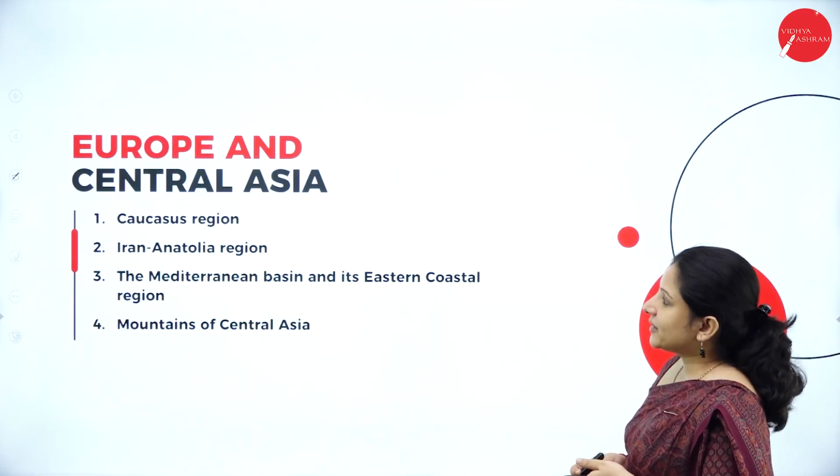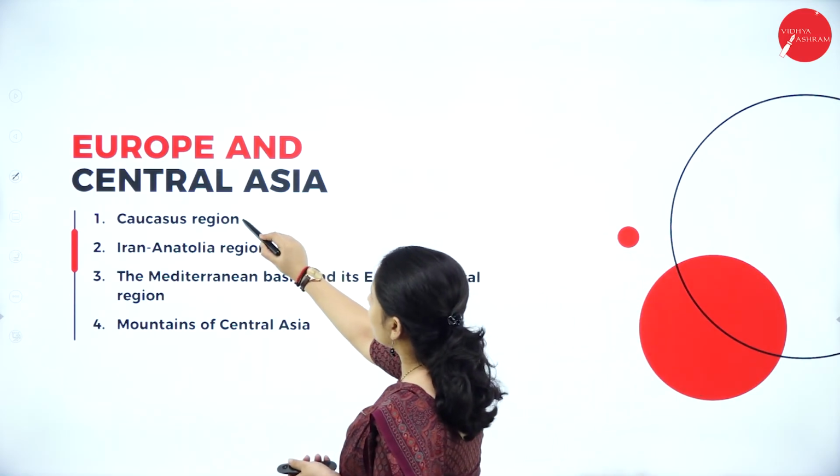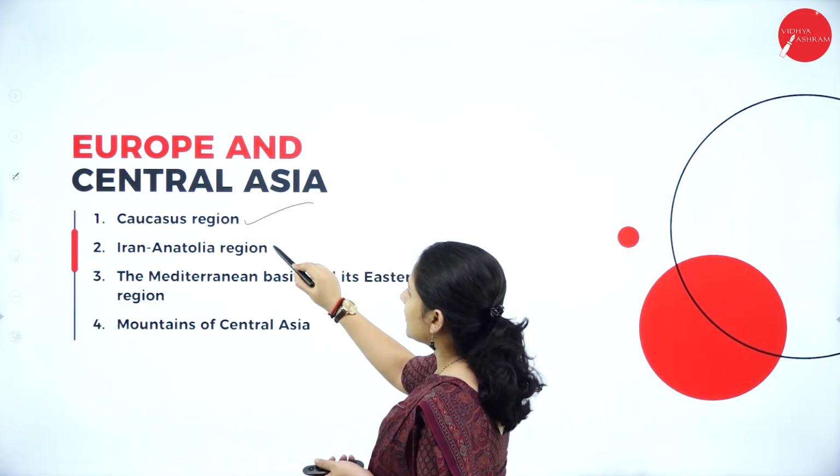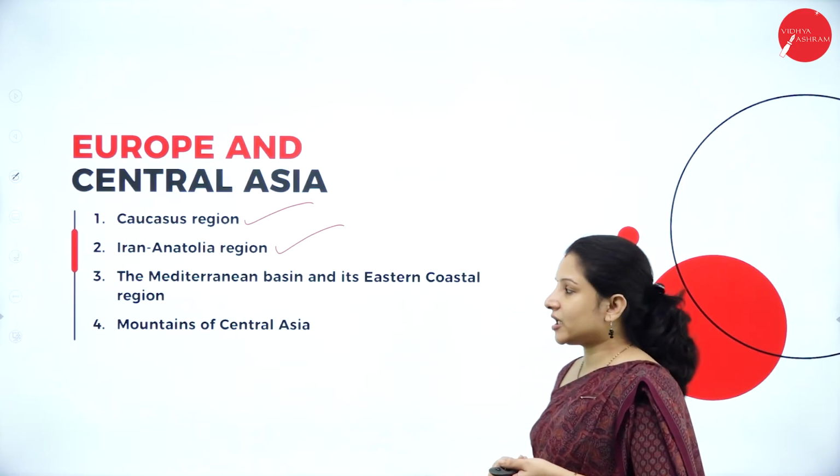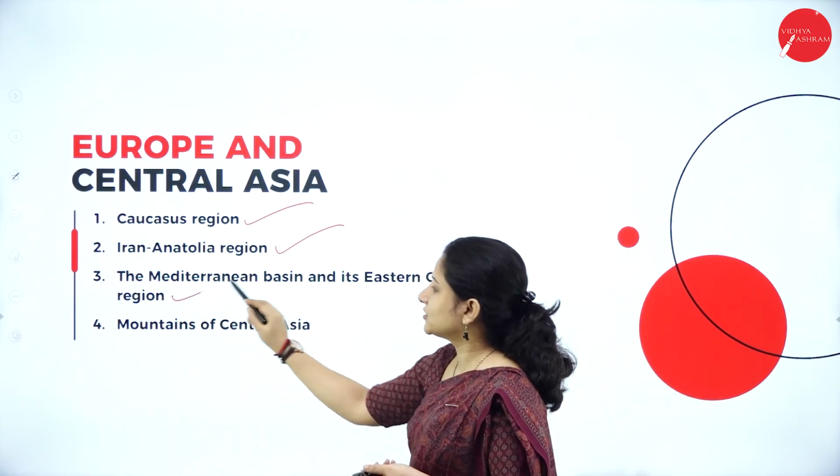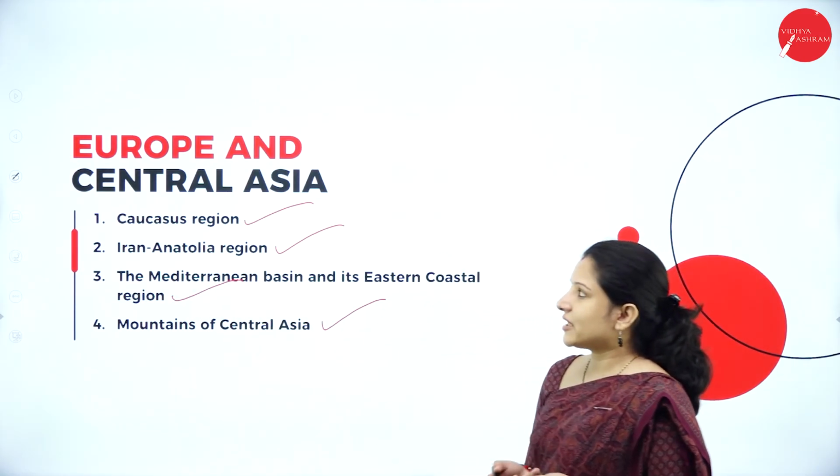So, next in Europe and Central Asia, there is Caucasus region, the Irano-Anatolian region, the Mediterranean basin and its eastern coastal region, then the mountains of Central Asia.